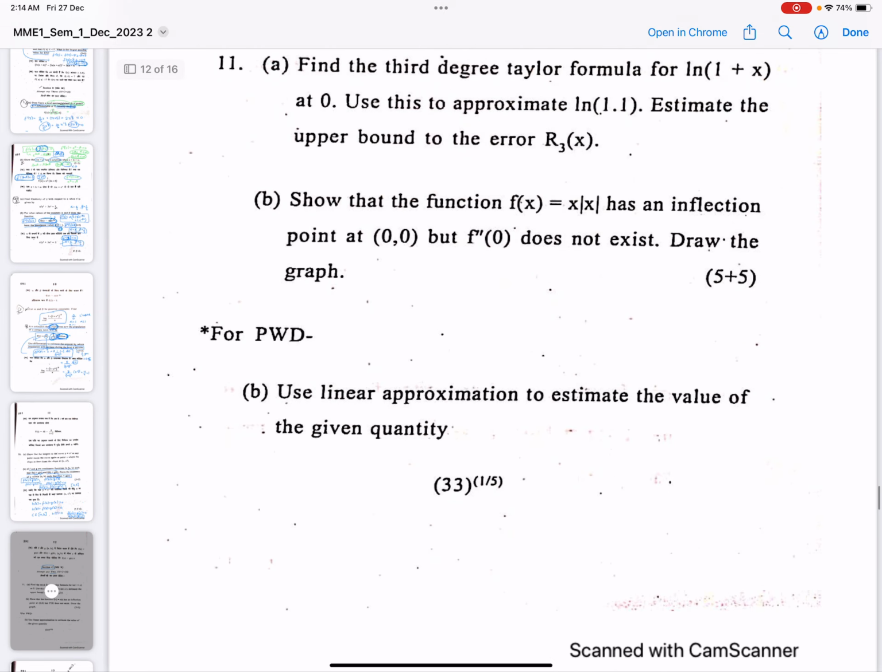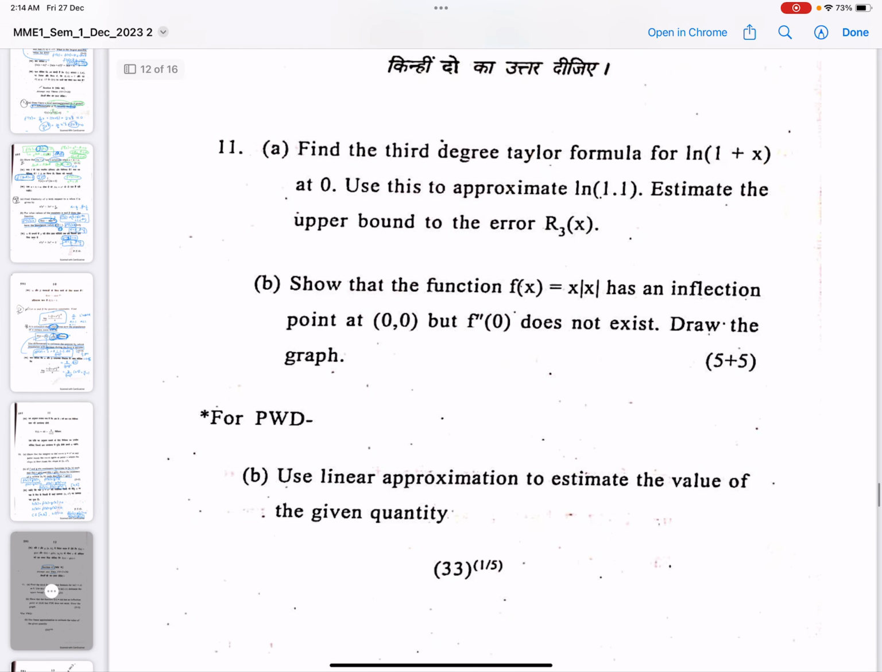I hope you had this. So the approximate value for log 1.1 would be close to 0.0953. You can use the calculator to find that calculation. Now coming to talking about the error.